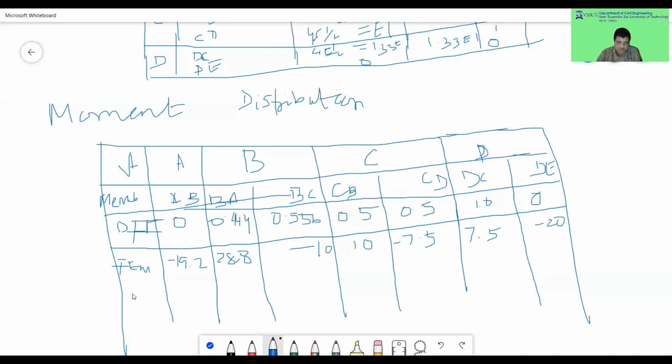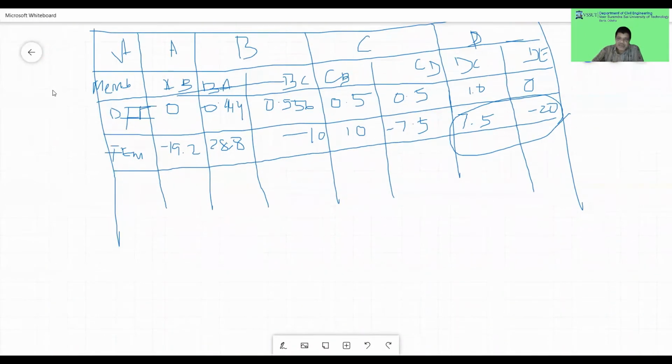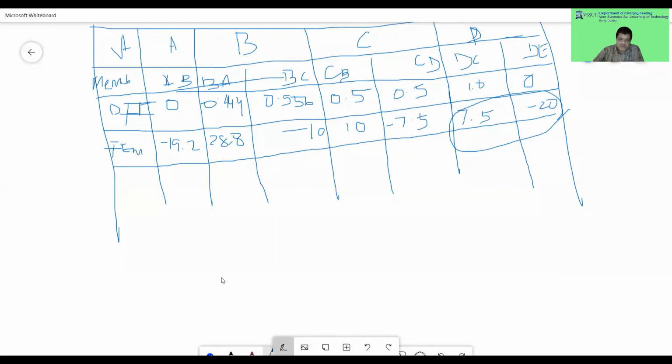Now what we'll do, first we have to balance joint D. In joint D, the moment will be minus 20 and plus 20, so it cannot go beyond that. This value will remain fixed. So first you have to make the balance of joint D, and for that you have to calculate these values first.